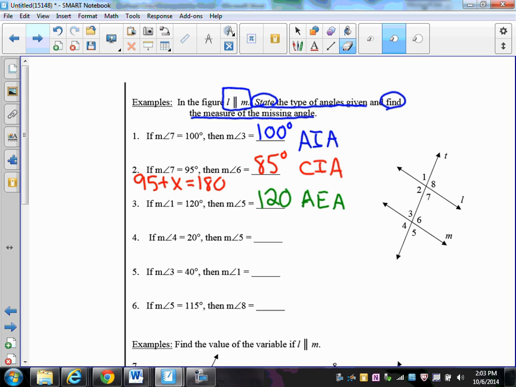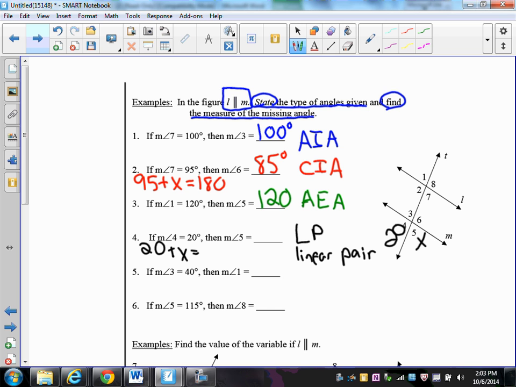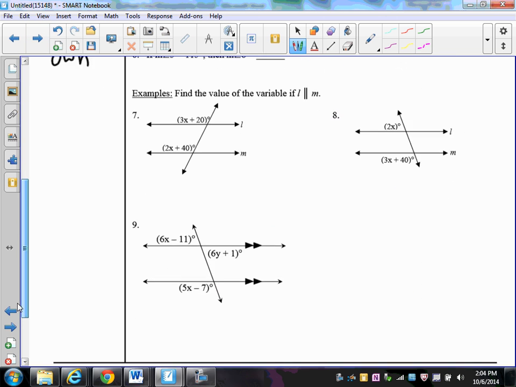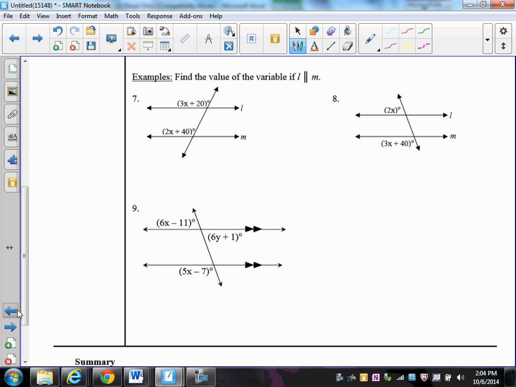Our next example says the measure of angle 4 is 20. What's the measure of angle 5? You have to think all the way back to Unit 1. This is a linear pair. We haven't talked about that in a while. They're supplementary. So 20 plus x equals 180. That means it has to be 160. So try 5 and 6 on your own. For this one, I want you to try 7 and 8 on your own. We're going to do number 9.